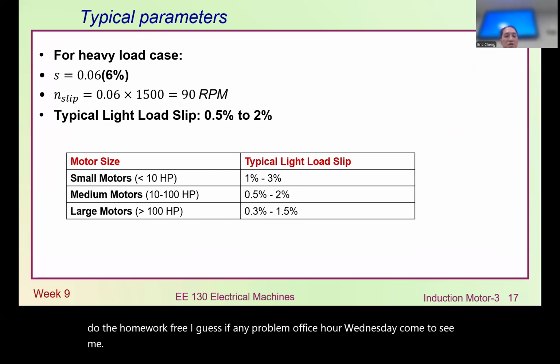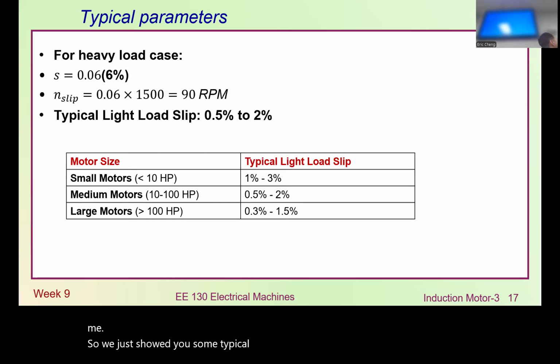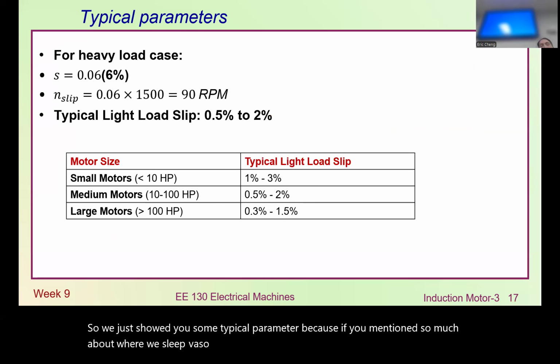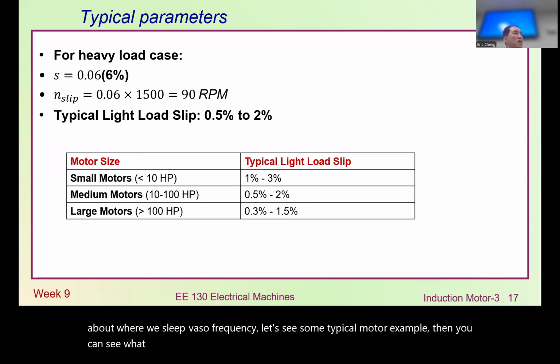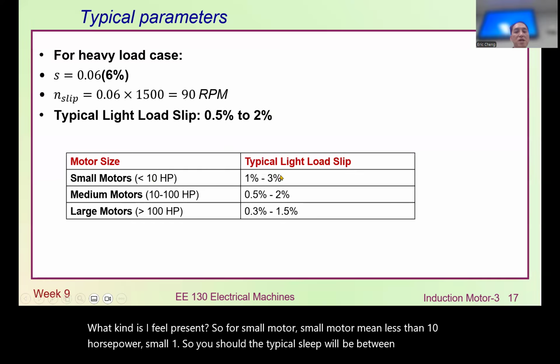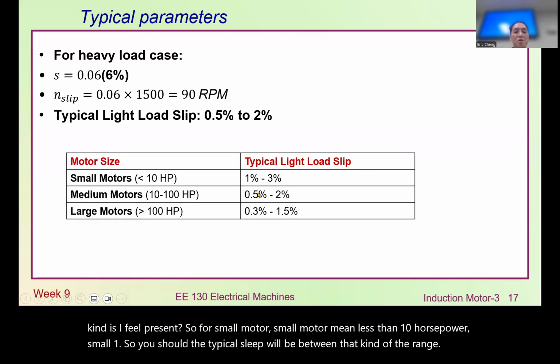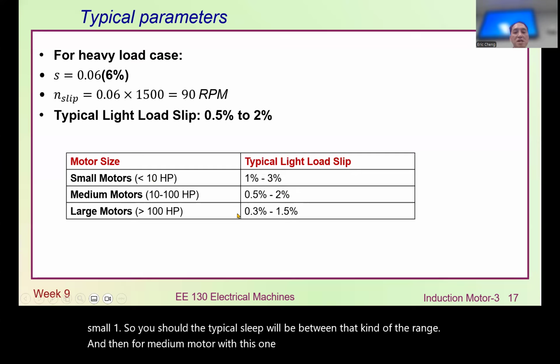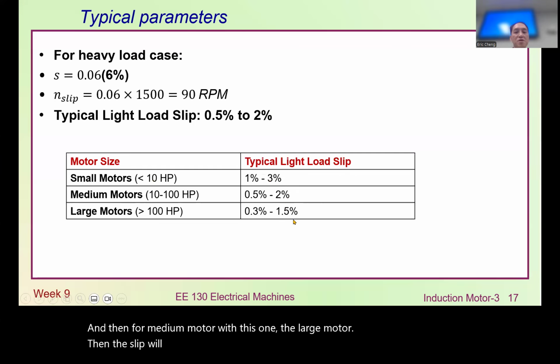So we'll show you some typical parameters, because we've mentioned so much about slip, ratio, and frequency. Let's see some typical motor examples. Then you can see what kind of slip we're talking about. When we say a few percent, what kind of percent is that? So for small motors, meaning less than 10 horsepower, the typical slip will be in this kind of range. And for medium and large motors, the slip will be in this range.